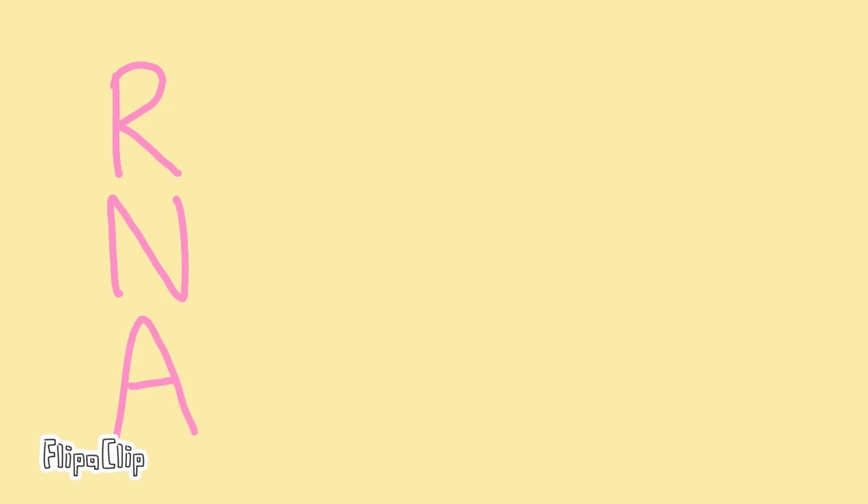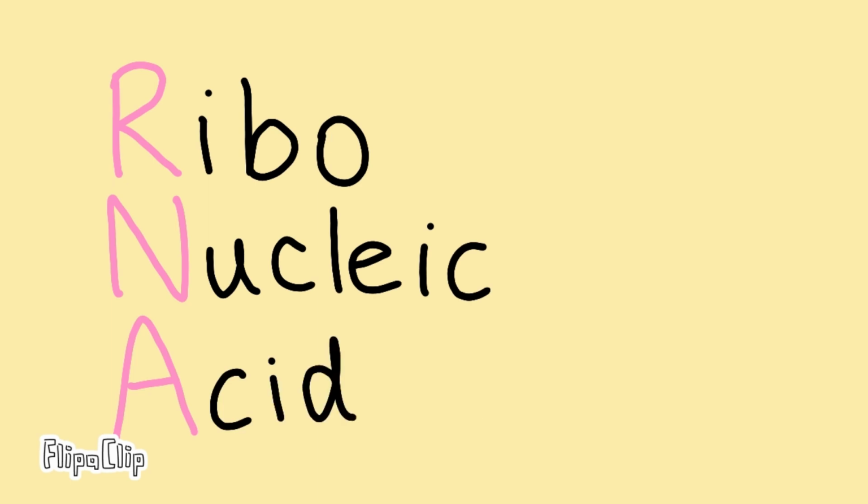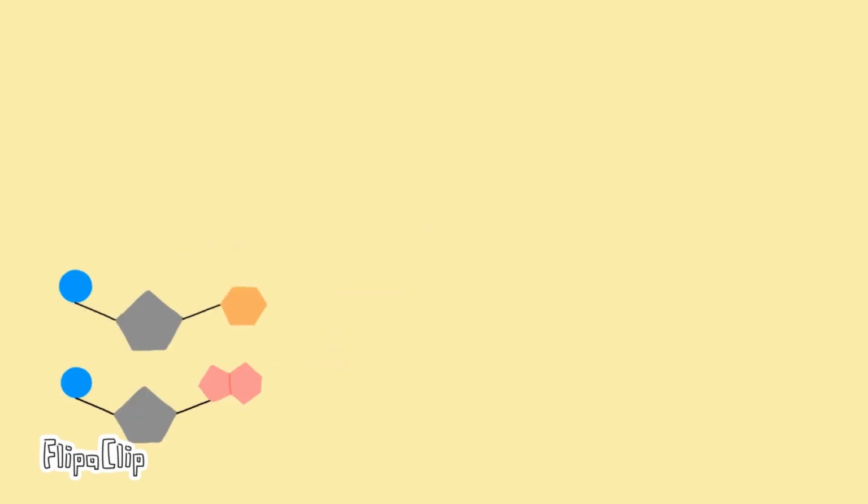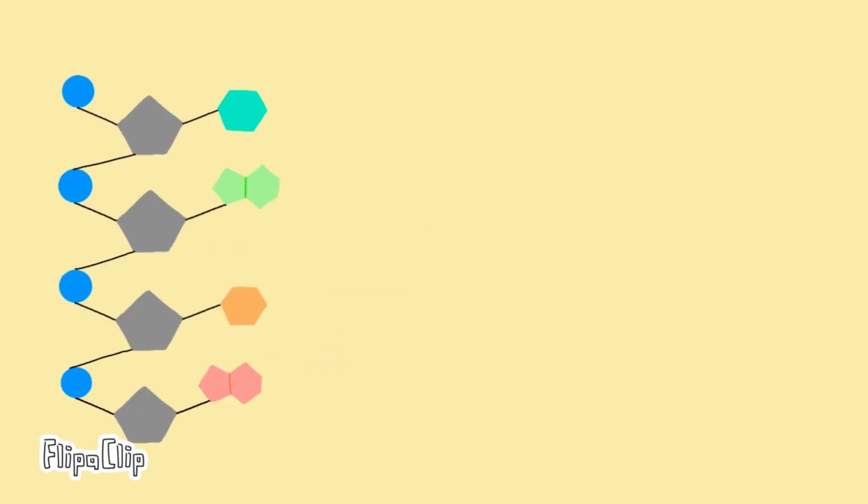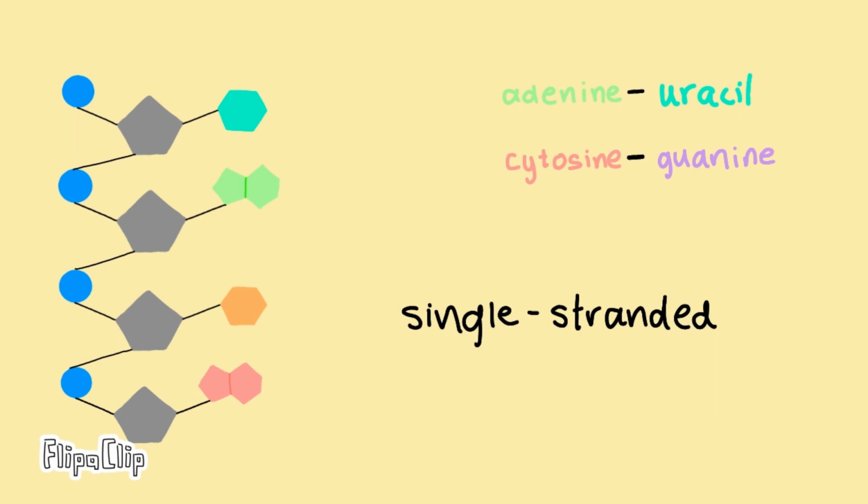Part 2. RNA. RNA is another nucleic acid that is used to implement the genetic code. Unlike DNA, RNA uses the sugar ribose instead of deoxyribose, which means it has an additional oxygen. Its structure is also single-stranded, rather than double-stranded, and uses the nitrogenous base uracil in place of thymine.